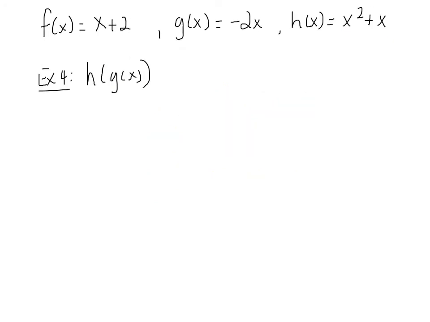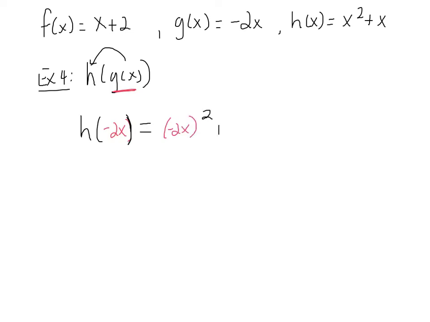Okay, let's do one more example, and then on the next example I'm going to have you do it and submit your answer in the whisk. So we have h of g of x. We're going to take our g of x and plug it into our h. So h of our g of x, which is negative 2x, and we're going to put that in for the x in h.